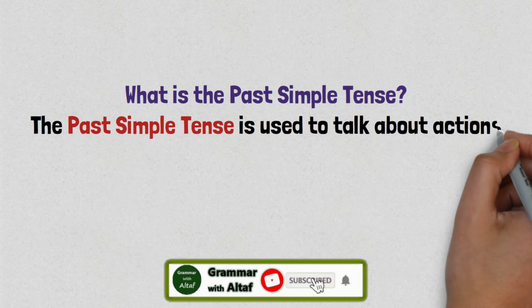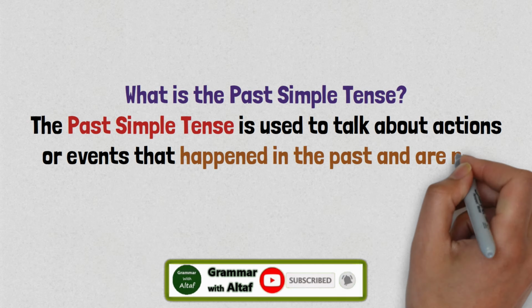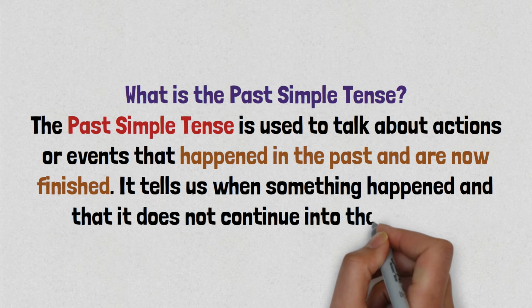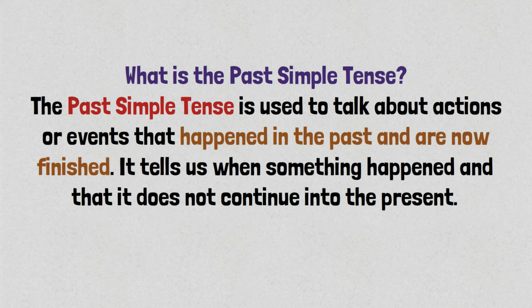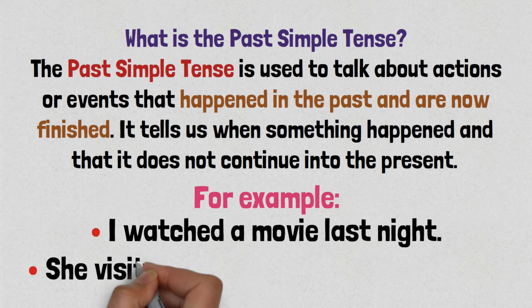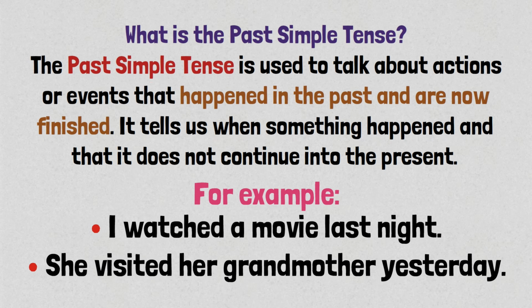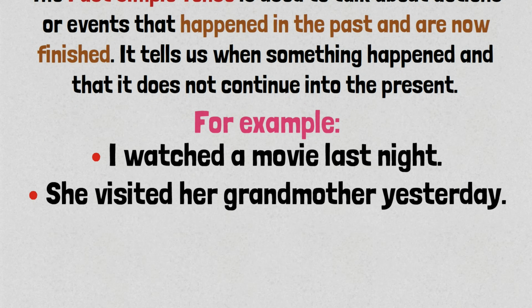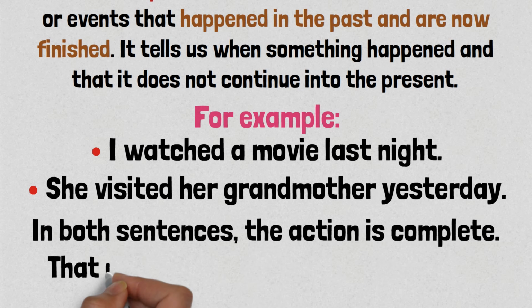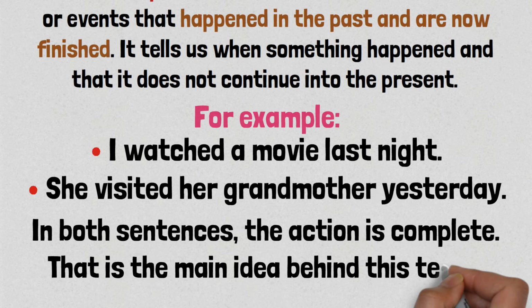What is the past simple tense? The past simple tense is used to talk about actions or events that happened in the past and are now finished. It tells us when something happened and that it does not continue into the present. For example, I watched a movie last night. She visited her grandmother yesterday. In both sentences, the action is complete. That is the main idea behind this tense.